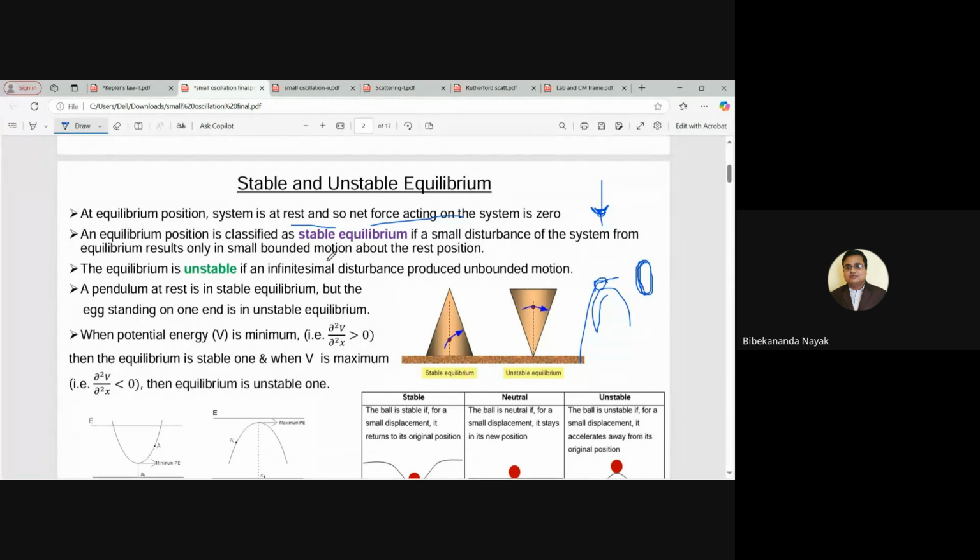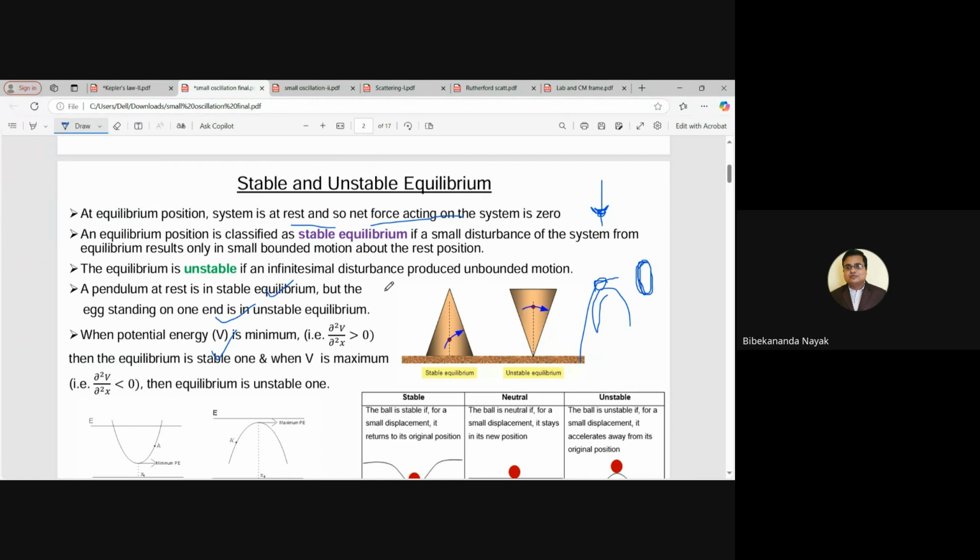So stable equilibrium means a small disturbance of the system from equilibrium results in a small bounded motion. Unstable means an infinitesimal disturbance produces unbounded motion. For example, a pendulum at rest is stable equilibrium, an egg standing on one end is unstable equilibrium. So potential energy is minimum for the stable equilibrium and potential energy is maximum for unstable equilibrium.